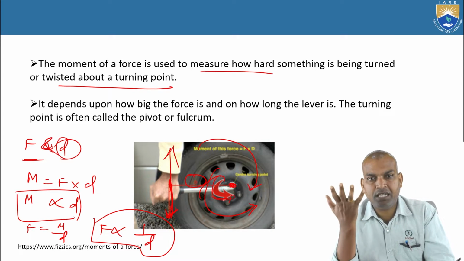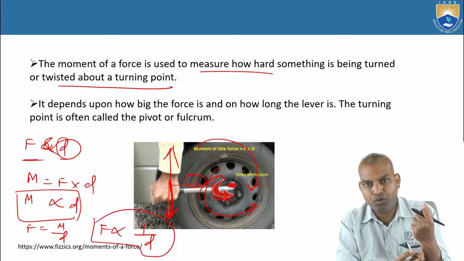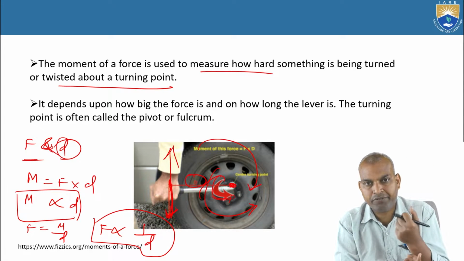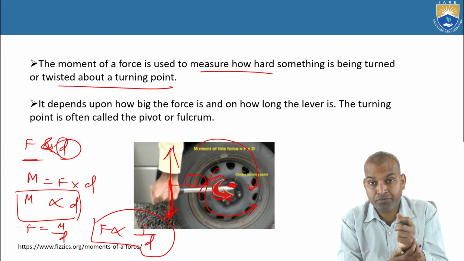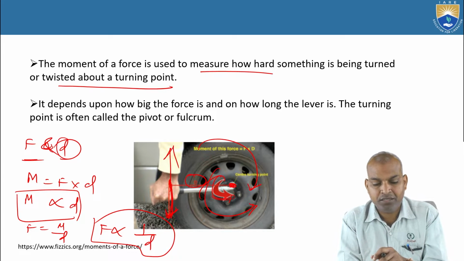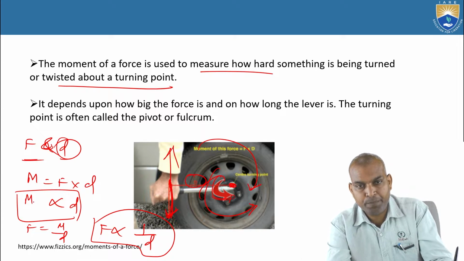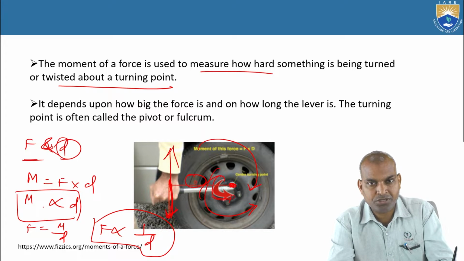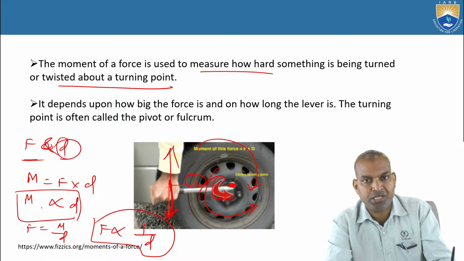So F is inversely proportional to D. When the distance D increases, F becomes low, the requirement of force is low. When D decreases, the requirement of force is high in order to give the turning effect. So the moment depends upon two parameters: one is force, another is the perpendicular distance.